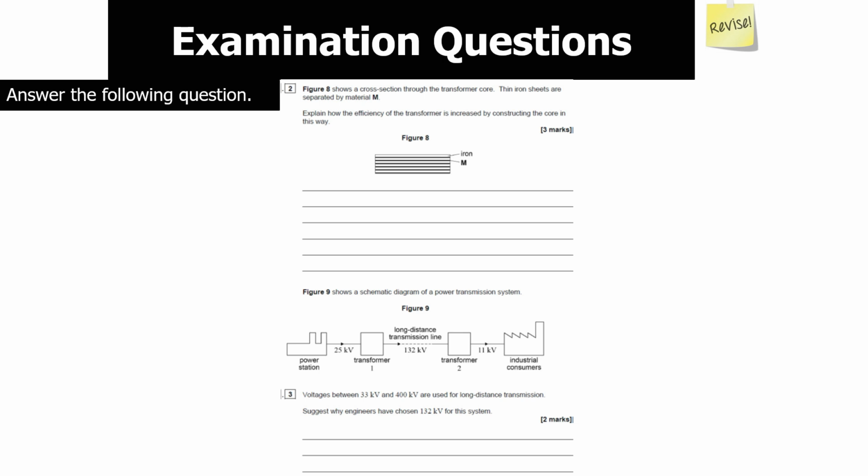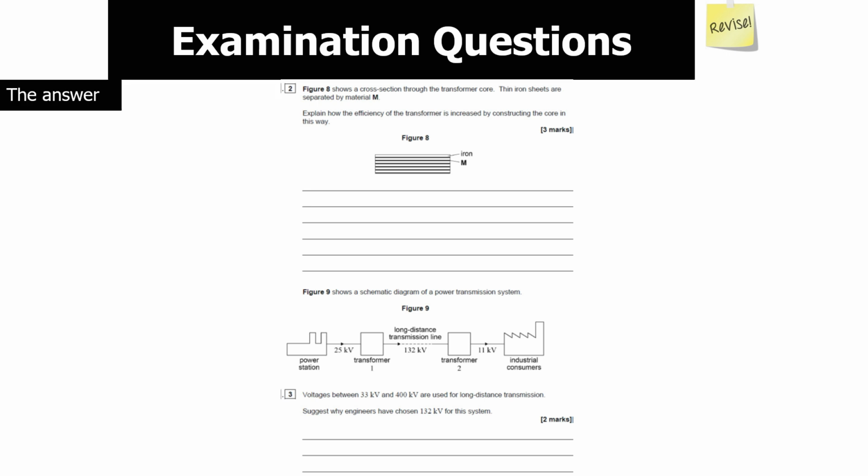And then figure 9 shows a schematic diagram of a power transmission system. Voltages between 33 kilovolts and 400 kilovolts are used for long distance transmission. Suggest why engineers have chosen 132 kilovolts for this system. So pause the video now, then unpause the video when you want to go through your answer.